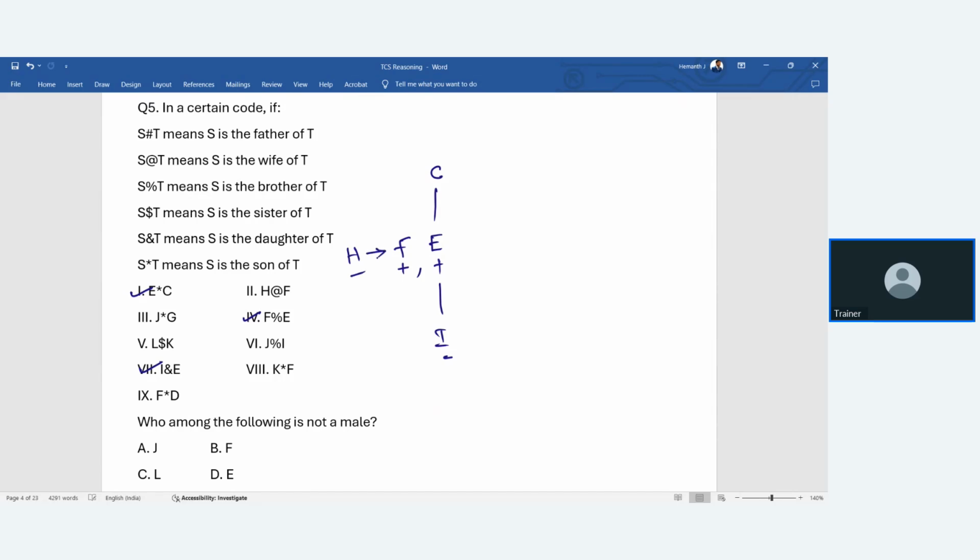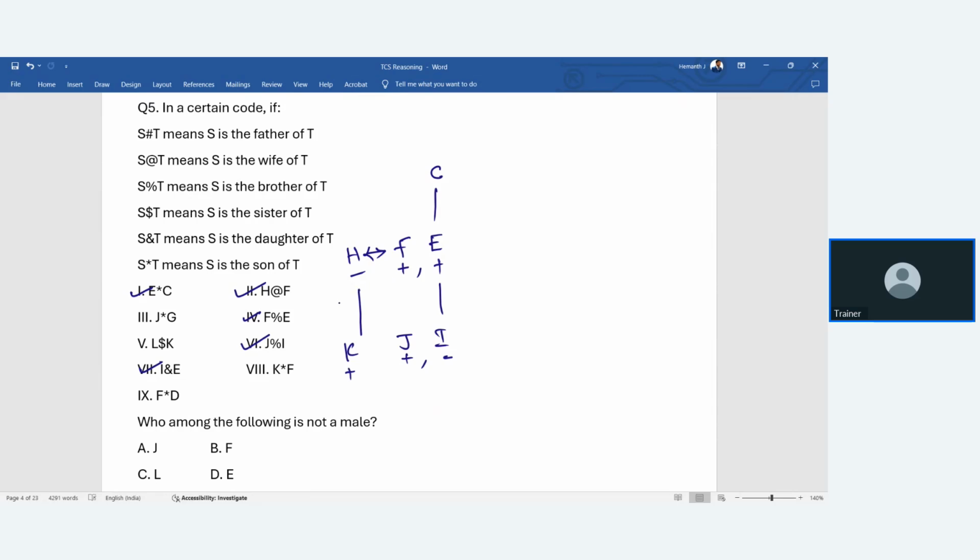Okay, fine. Next one, they given J star G. J star G. So what is that is J is son of G. But J and G not here. So we have to wait. L and K not connected. J percentage I. J is brother of I. Then K star F. K is son of F. K is son of F means K is son of H as well.